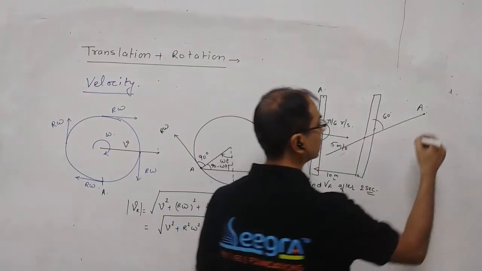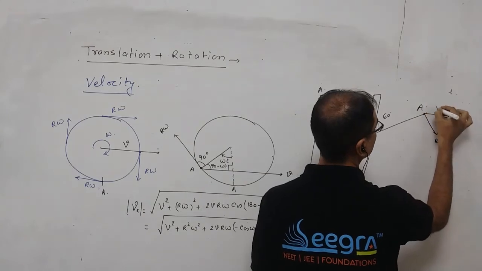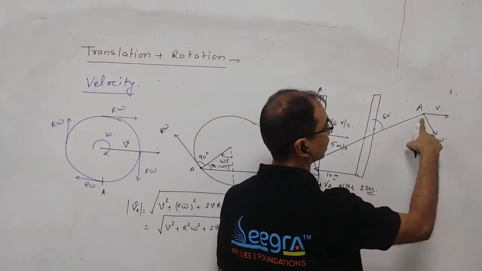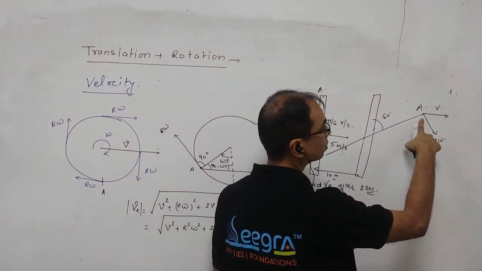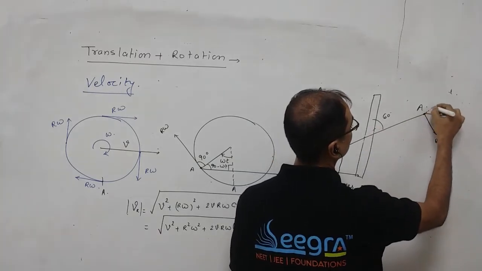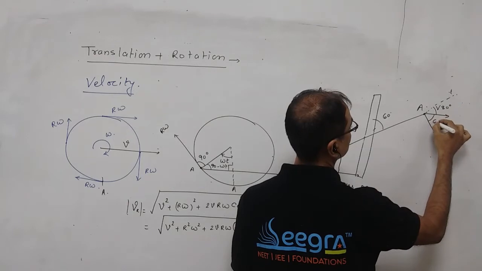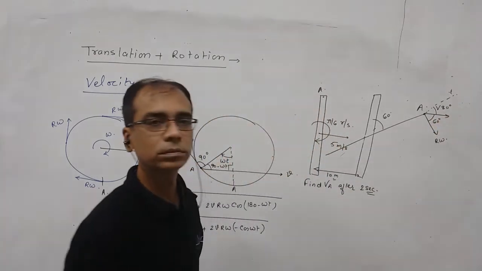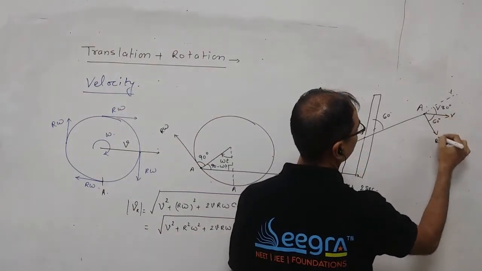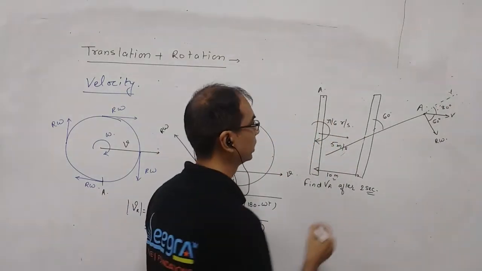Now what is its velocity direction? This is r omega, and this is v. Now what is this angle? That we need to find. This is vertical over here, and this is 60, so this is 30 for sure. Then this is 60 degrees. So the angle between velocity v and r omega is still 60 degrees. Can you find the resultant of the two? Yes, why not?